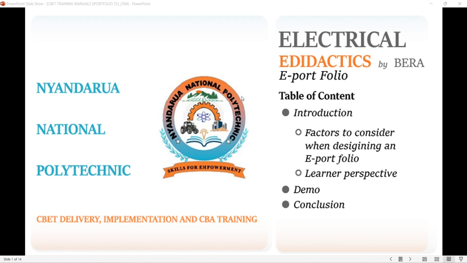So what we are going to discuss today, of course, I will take you through the table of contents here. You are seeing we are going to go through the introduction. We'll see factors to consider when designing an e-portfolio, and then we look at a sample, an angle whereby we are supposed to design this e-portfolio from the learner perspective. Remember, as a trainer also we are supposed to have our e-portfolio, but I will not talk about the trainer perspective, but we'll discuss the learner perspective.